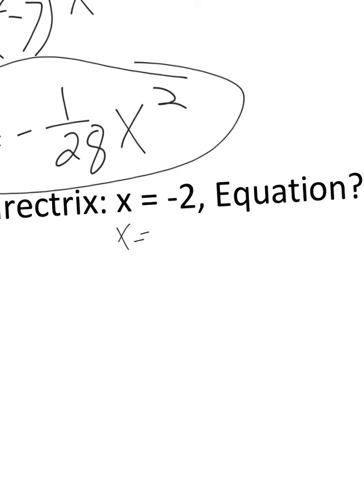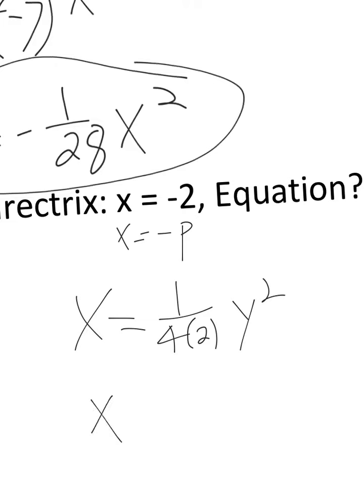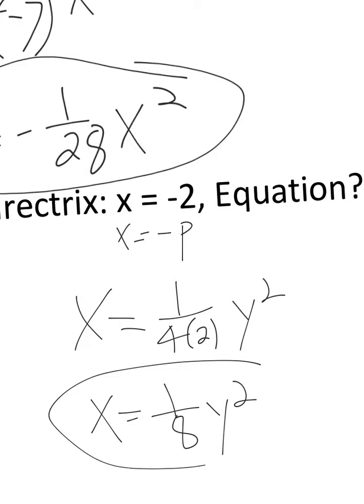This one, I give you the vertex 0, 0, the directrix is x equals negative 2. So the directrix says x equals negative p. Since the directrix is in x equals form, I'm going to say my equation is x equals 1 over 4p. And since negative p is negative 2, then positive p is positive 2. So 1 over 4 times 2, y squared. So my equation is x equals 1 over 8 y squared.